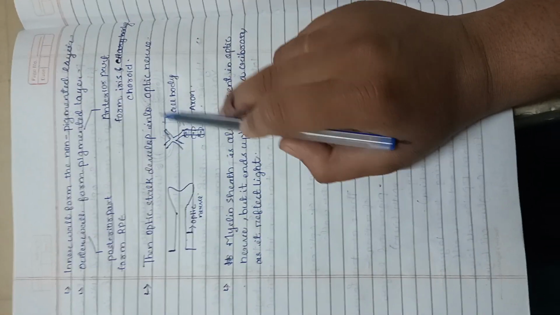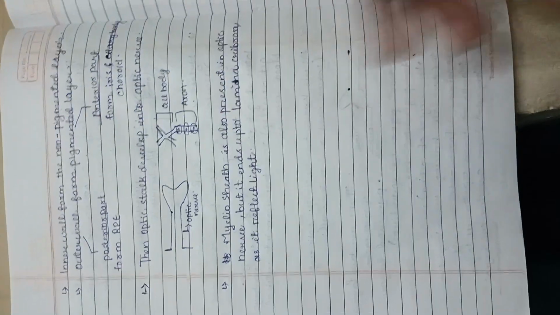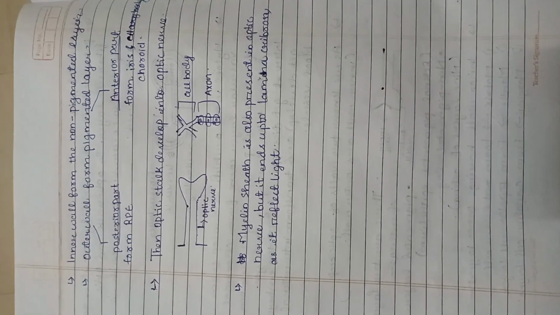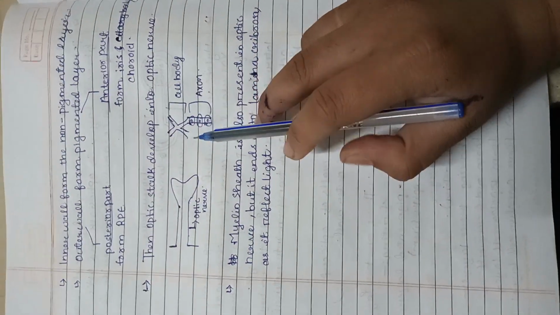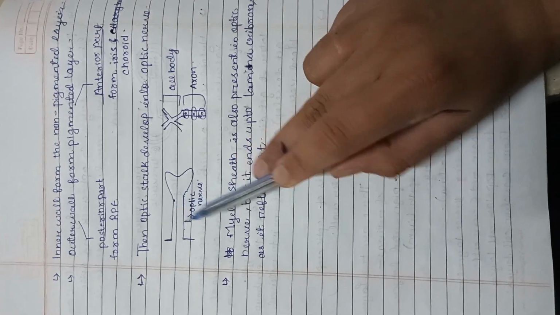So the optic stalk develops into optic nerve. Later the optic stalk develops into optic nerve.